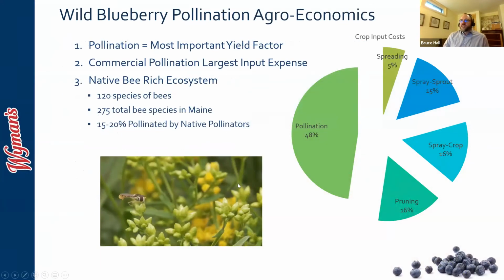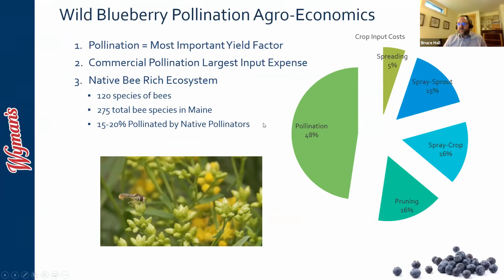Some agroeconomics. Look, pollination, simply put, is the most important yield factor that we have. By yield factor, I'm talking about the direct inputs that we put on our fields, we spend money on, that explain crop variation. In addition to that, crop input costs are tremendously high. About 50% of all of our input budget is dedicated solely to commercial honeybees. You can see that far outweighs all other categories individually.